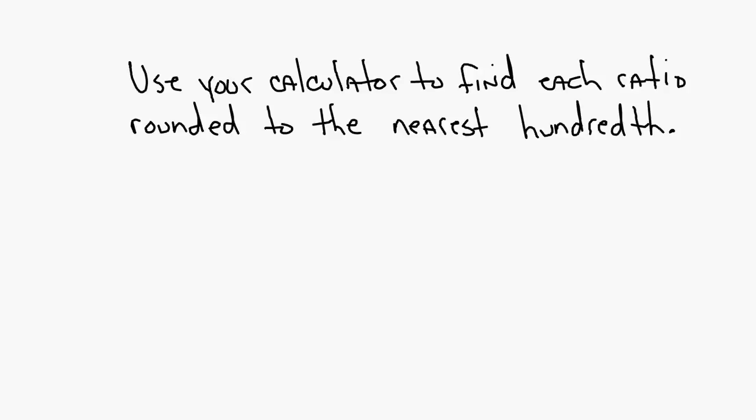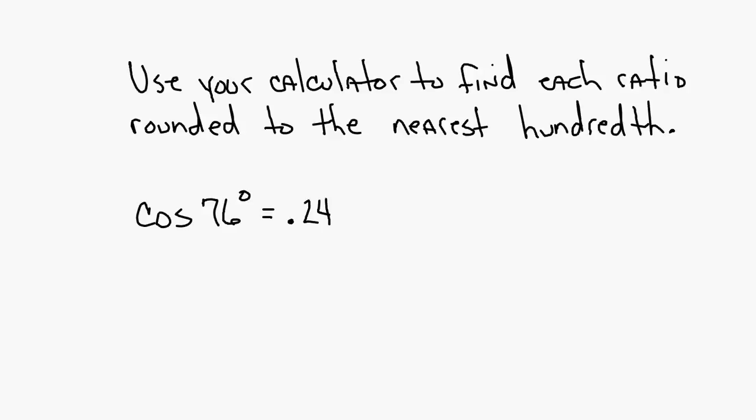Cosine 76. So you type 76 into the calculator and you push the cosine button. And it should say 0.24? Yeah. Okay. 0.24.